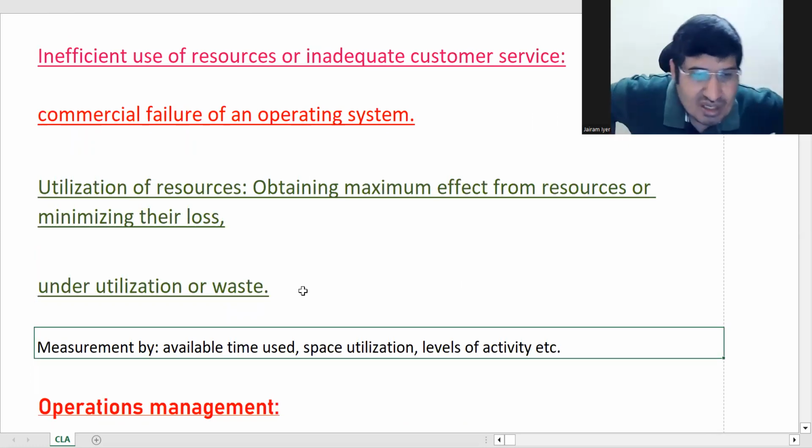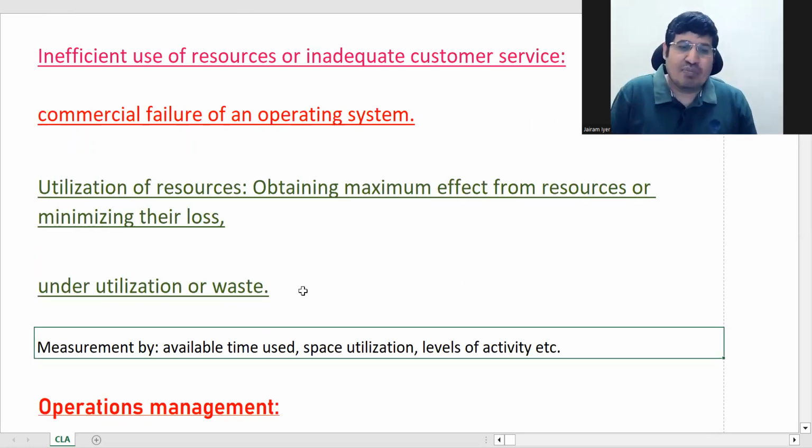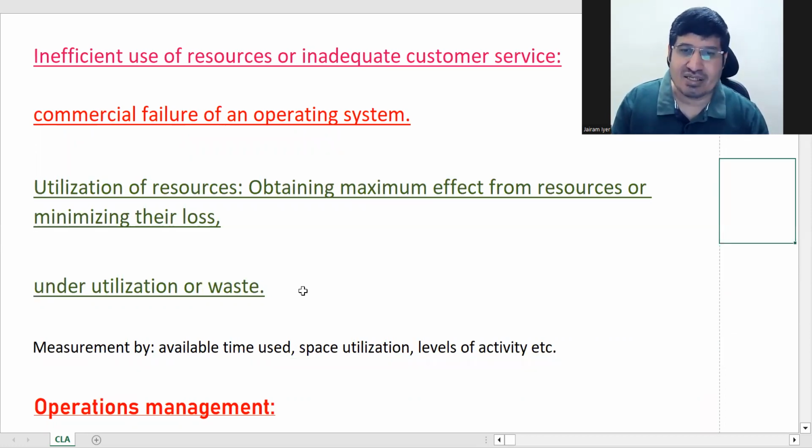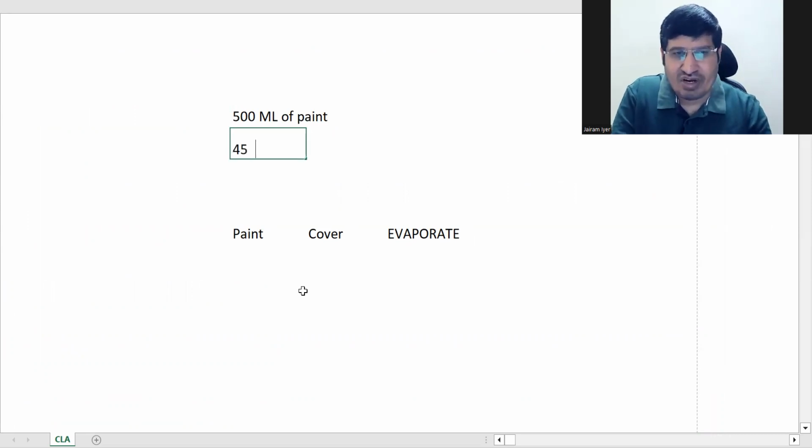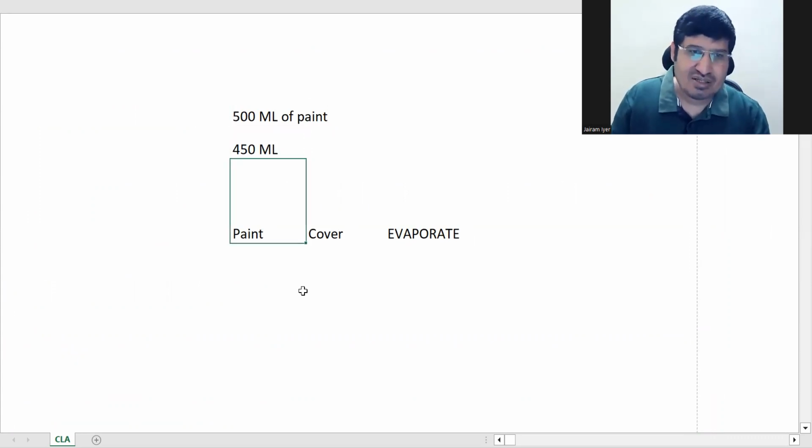And say for each you are painting some plates, and you are putting, let us say, 500 milliliters of paint. So if you can do it carefully and utilize just, let us say, 450 milliliters and still paint it well, you should do this, correct? So loss, underutilization or waste.